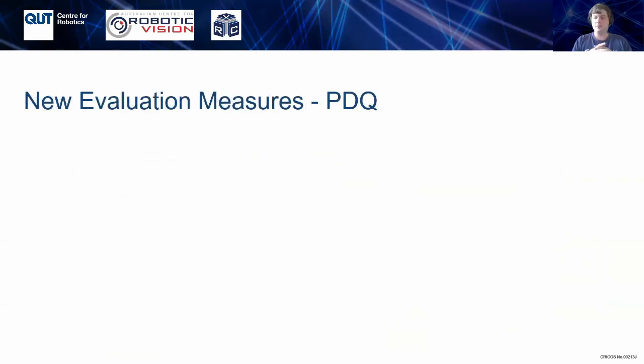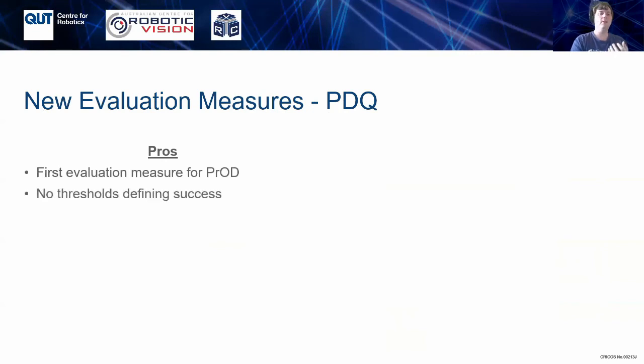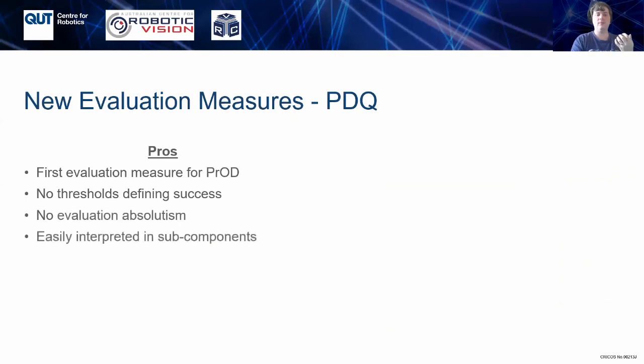But so PDQ is our solution to how we could evaluate probabilistic object detectors, but it is by no means a perfect metric. There are certainly some good benefits to it that I think I've highlighted. It was the first evaluation measure for probabilistic object detection for a start, but it also had no thresholds that defined success. There were no absolutes. All of the components of PDQ could be easily interpreted, and we could use our subcomponents of PDQ to look at individual aspects of object detection. And we could not only do dataset-wise, but also detection-wise analysis.